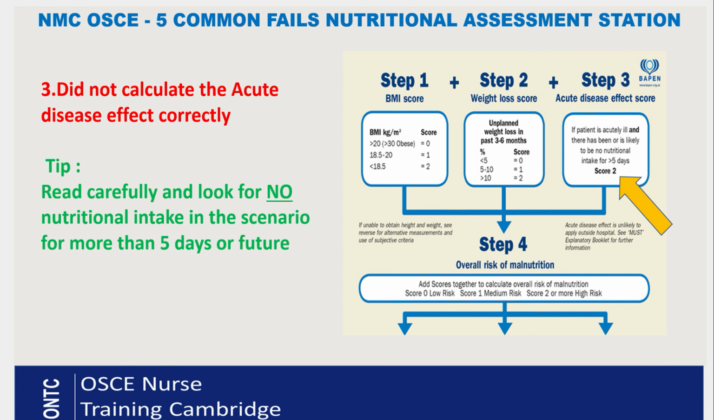The definition is that this patient is so acutely ill that they have had no nutritional intake for more than 5 days in the past, or are not likely to have any nutritional intake for more than 5 days in future. So that's what the definition says. So don't look for just acute disease. Don't look for just that word acutely ill. Is this patient this acutely ill? Is this acute illness so bad that it is causing no nutritional intake? So the words you're looking for are no nutritional intake.